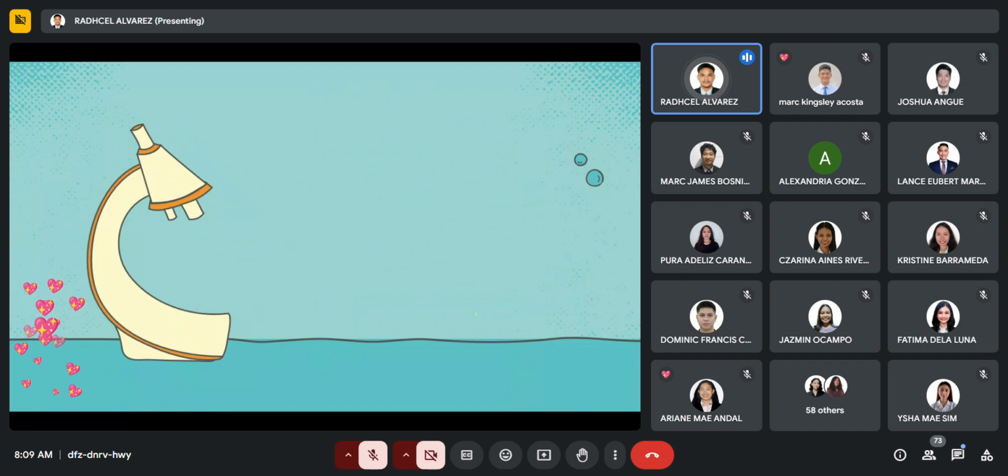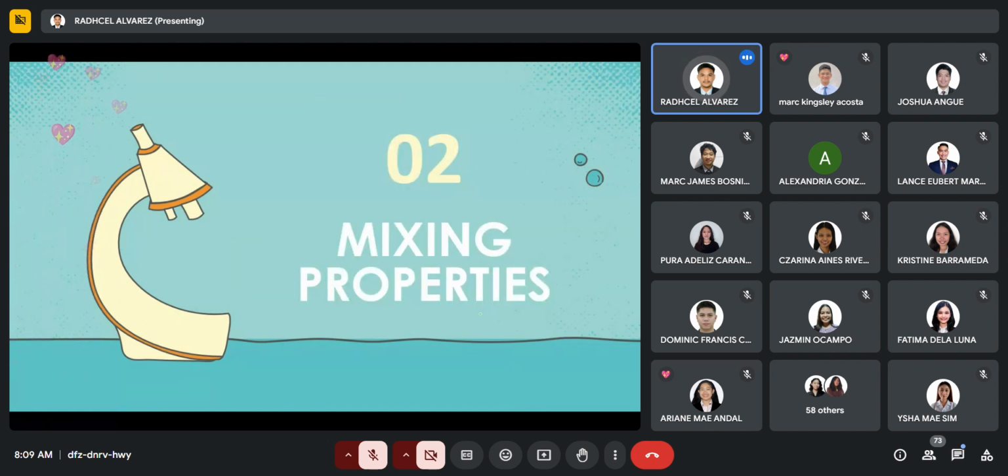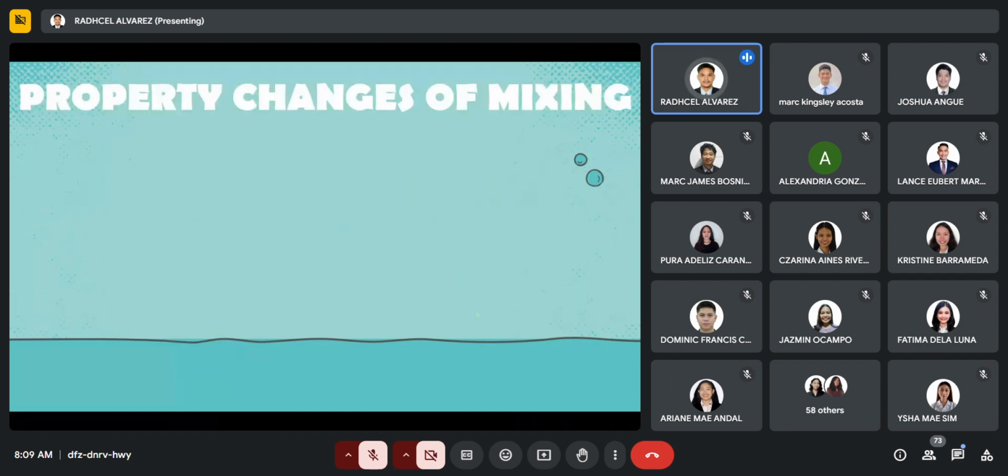So, let us now proceed to our next one, the mixing properties. For mixing properties, we will be talking about the property changes of mixing. Na-introduce ko na siya during our concepts for ideal gas. We already solved for the property changes of mixing of ideal gases. But for now, we're going to talk about the solutions.